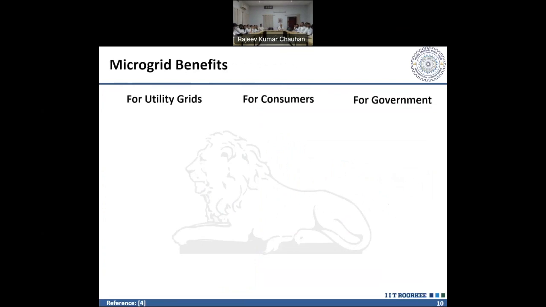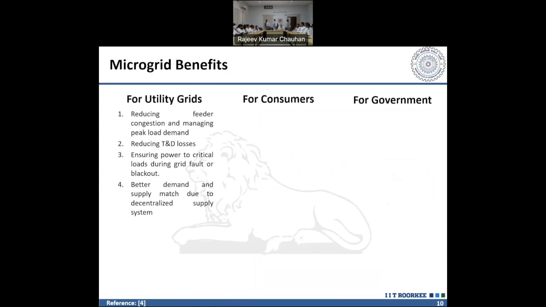So microgrid benefits for utility, which are for the grid side, for consumer point of view, and for the government point of view. They are reducing the feeder congestion, ensuring power to the critical load, and better demand and supply management.